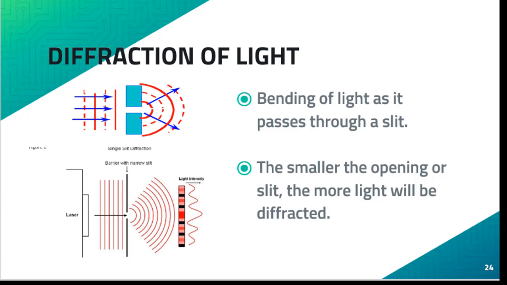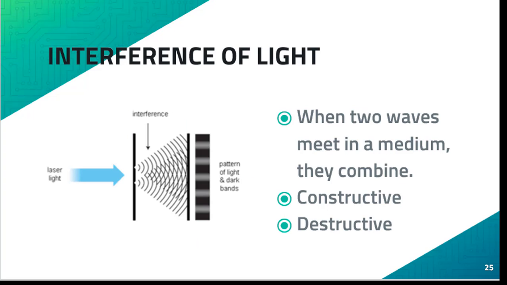The next property of light that we are going to discuss would be the diffraction of light. Now, you have encountered this property already when we discussed sound, wherein a wave is diffracted as it passes through a slit. So, diffraction of light is defined as the bending of light as it passes through a slit. The smaller the opening or the slit, the more the light will become diffracted, or the more the light will be bent.